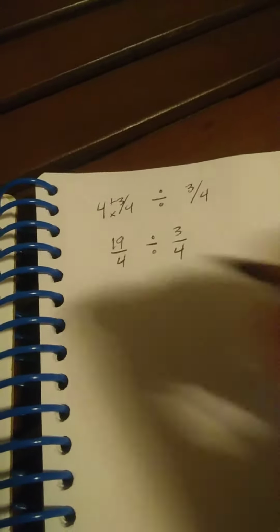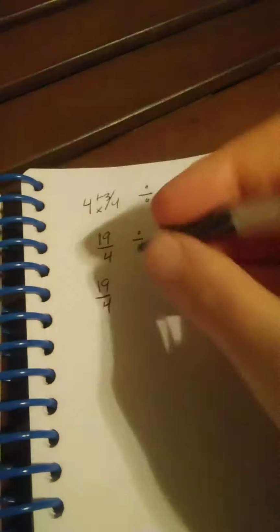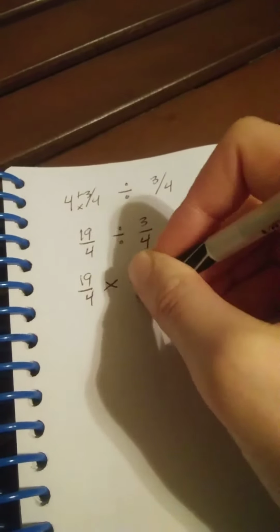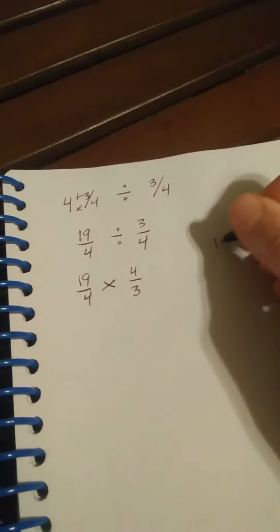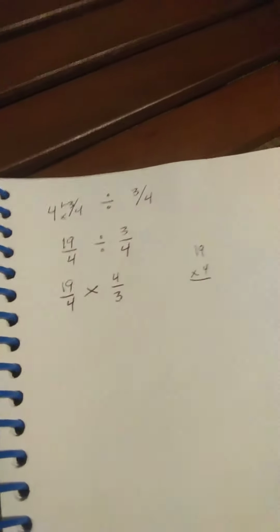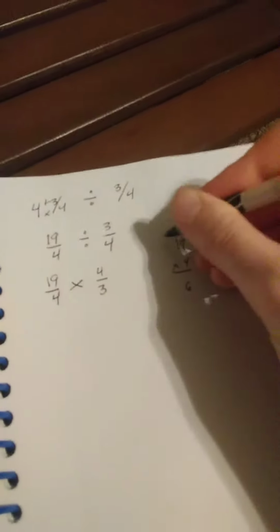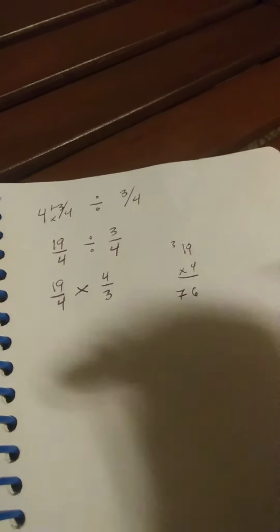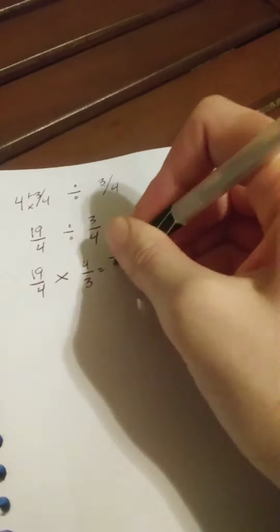19/4 divided by 3 over 4. When we divide fractions, we keep, change division to multiplication, flip. It would be 4 over 3. Okay, so now we can do 19 times 4, 4 times 9 is 36, 4 times 1 and 4 plus 3 is 76. So we get 76 over 4 times 3, which is 12.